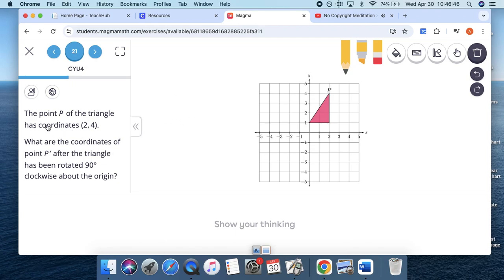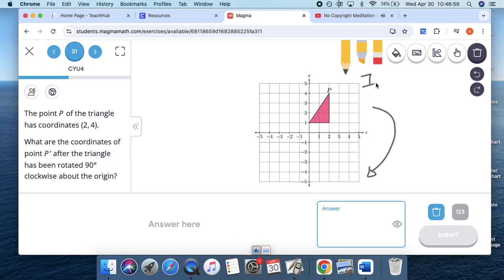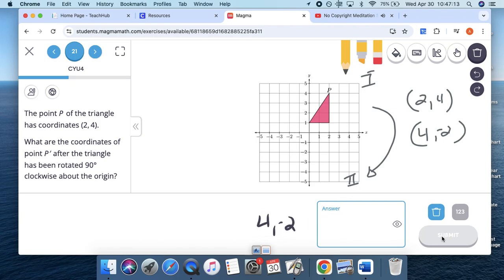Point P of the triangle has coordinate 2 and 4. What are the coordinates after the triangle is rotated 90 degrees clockwise? Again, if you're going clockwise, you're going from here to here. Point P is in quadrant 1. After a 90-degree rotation, it travels one full quadrant, so it lands in quadrant 2. Point P right now is 2, 4. If you switch them, it becomes 4, 2, but in quadrant 2, the y coordinate is negative. So it's 4, comma, negative 2.